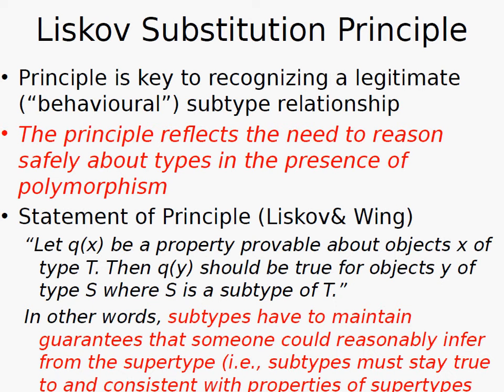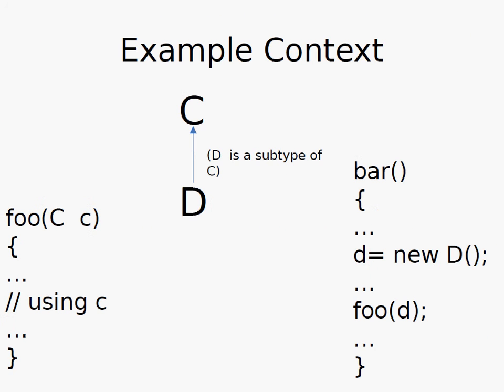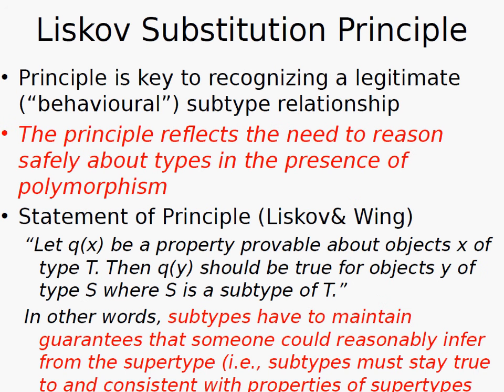Okay, and the principle reflects the need to reason safely about types in the presence of polymorphism. So if we can pass around a D as a C, if we can pass around an Impala as a car, then what restrictions do we need? What guidance do we need? What guidelines do we have to adhere to do so safely?